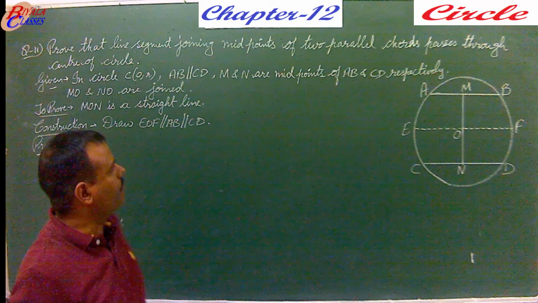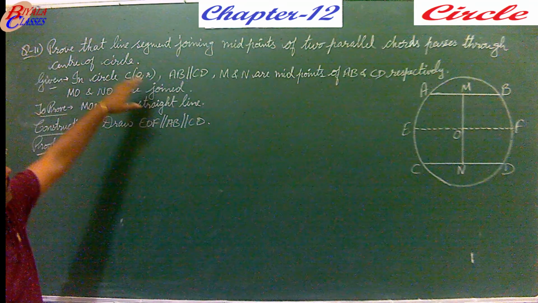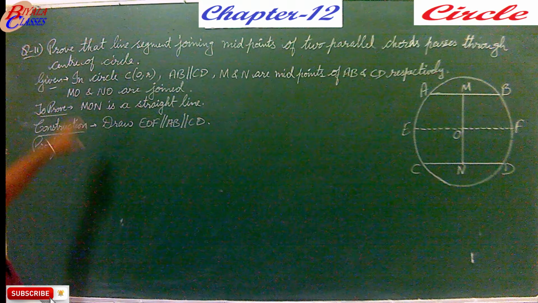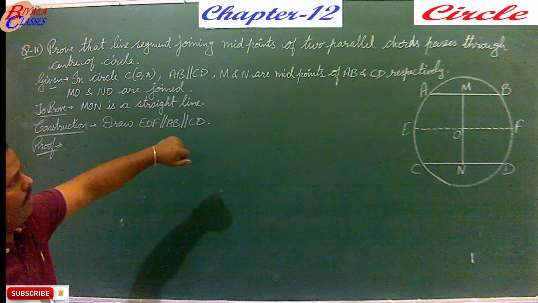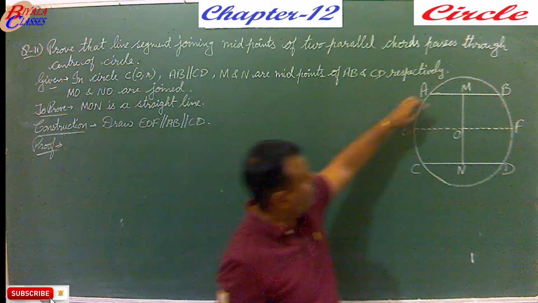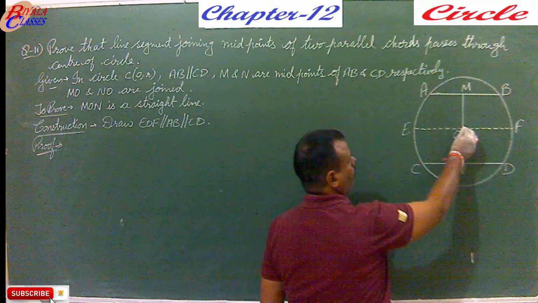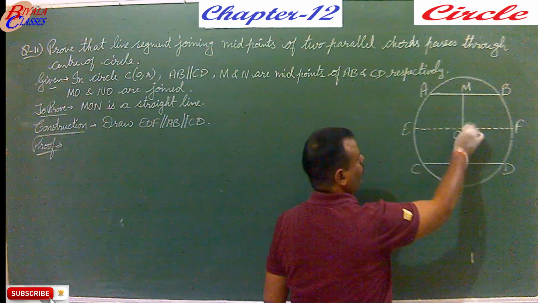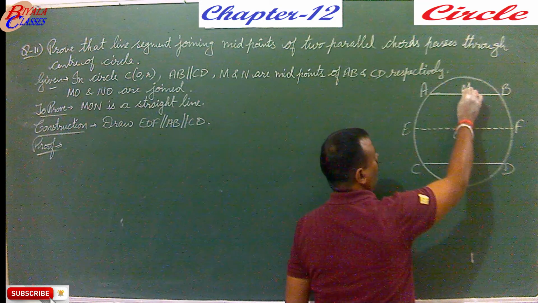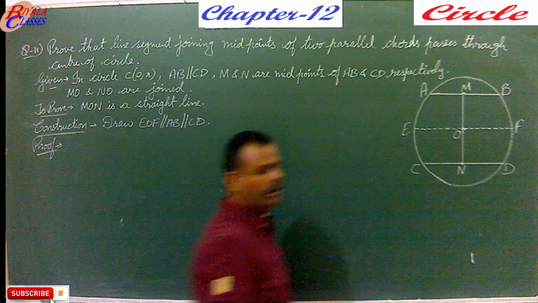So now here's question number 11. Question 11 says, prove that the line segment joining the midpoints of two parallel chords passes through the center of the circle. So what is given? You are given that there are two parallel chords, AB and CD, in this circle with center O. You have to prove that the line segment which joins the two midpoints will pass through the center.